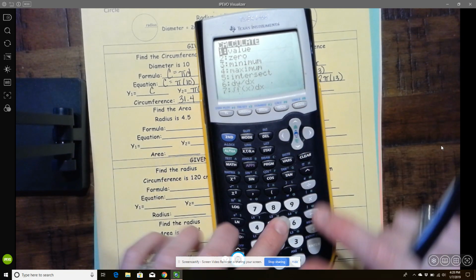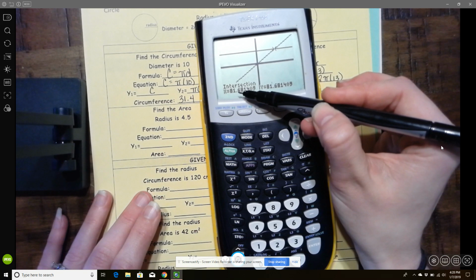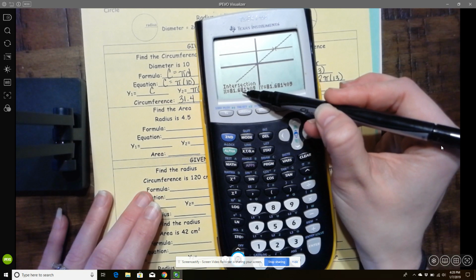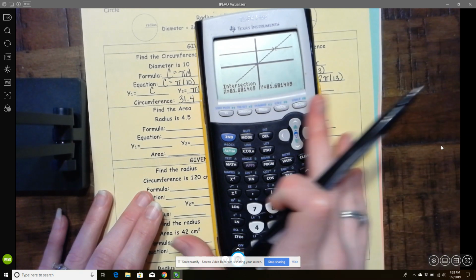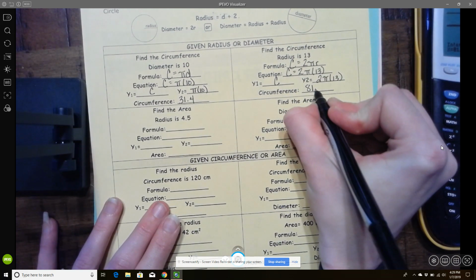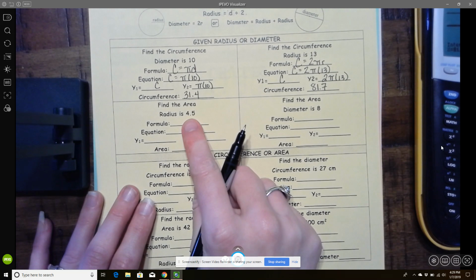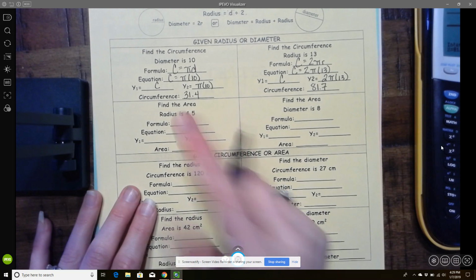And second trace 5. So again, we're going to round. I'm going to round to the place where the 6 is. The number behind's an 8, so that means the 6 is going to go up to a 7. So your circumference here would be 81.7. All right, now we're going to find the area if the radius is 4.5.